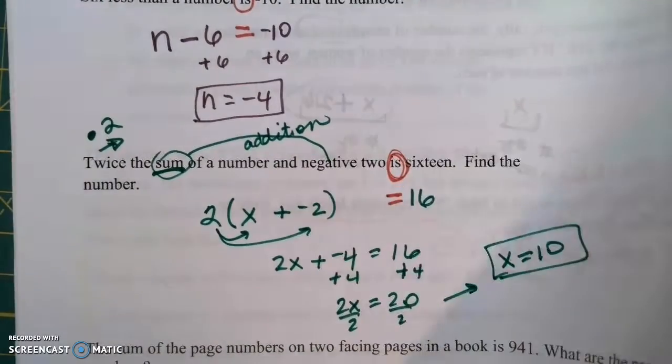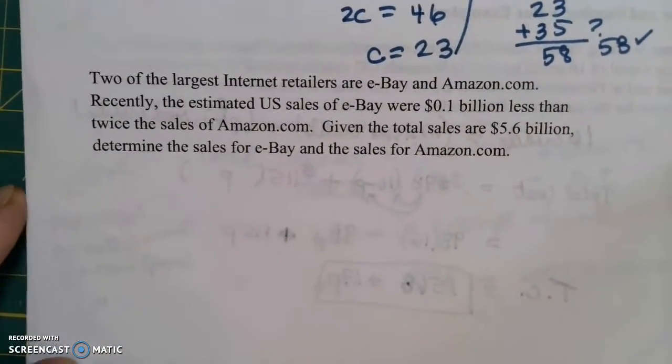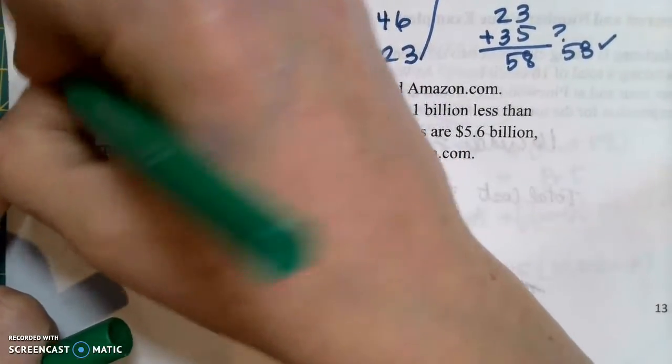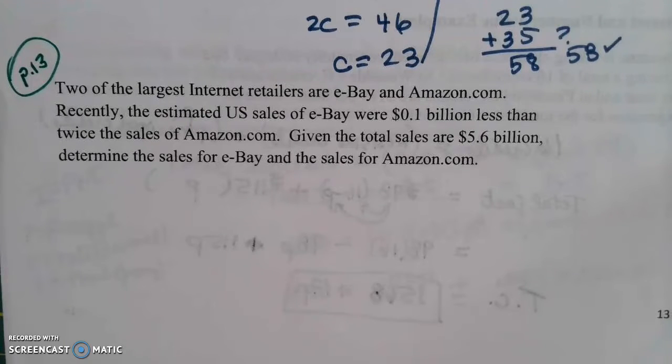All right, we are going to flip to the following page, and the bottom one on page 13 with eBay and Amazon. Two of the largest internet retailers are eBay and Amazon.com. Recently, the estimated U.S. sales of eBay were 0.1 billion less than twice the sales of Amazon.com. Given the total sales are 5.6 billion, determine the sales for eBay and the sales for Amazon.com.